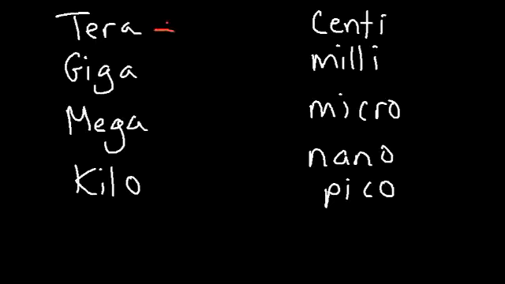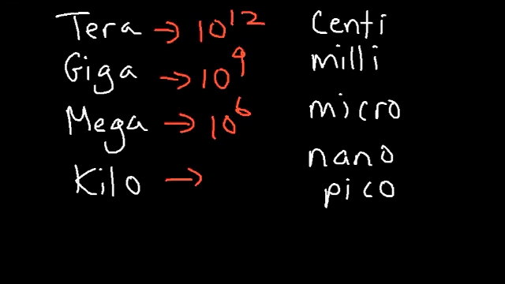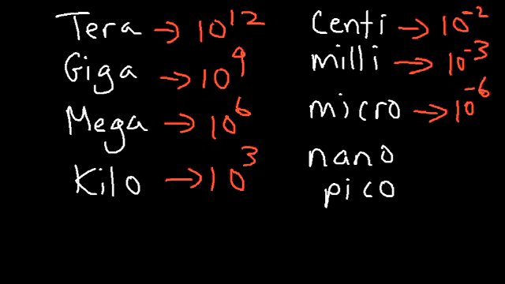So tera is basically 10 to the 12, and giga 10 to the 9. Giga is a billion. Mega stands for a million, or 10 to the 6. Kilo is 1,000, or 10 to the 3rd. Centi, think of a cent, it's 10 to the minus 2. Milli is 10 to the minus 3. Micro, 10 to the negative 6. Nano, 10 to the negative 9. And pico, 10 to the minus 12. So let me help you to see what this means.